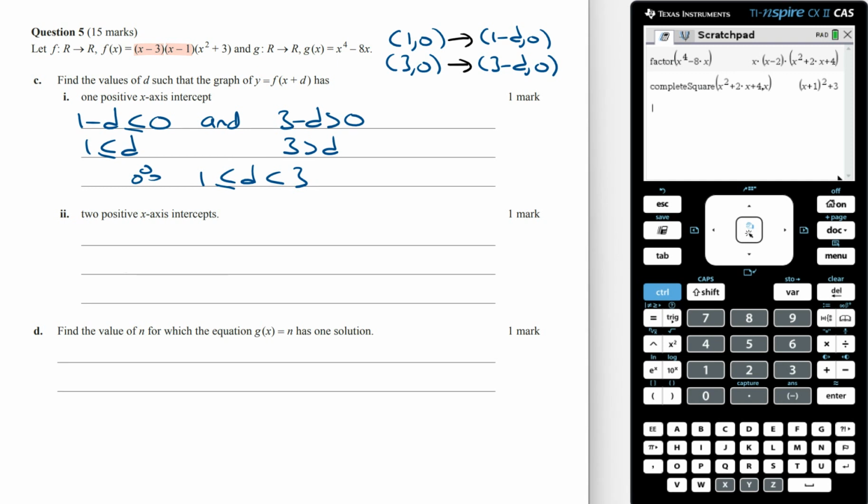Part 2. Two positive x-axis intercepts. For y equals f of x plus d to have two positive x-intercepts means that we want the first x-intercept to be larger than 0. If the first x-intercept is larger than 0, then the second one will also be larger than 0, which will result in two positive x-intercepts. And so we want 1 minus d to be larger than 0. Rearranging this, we get d is less than 1. And so therefore, when the value of d is less than 1, we're going to get two positive x-intercepts.